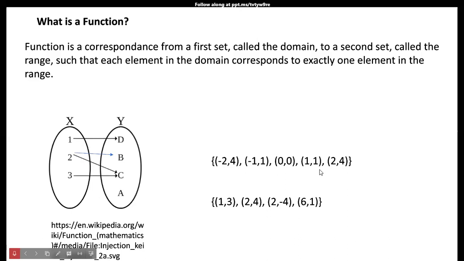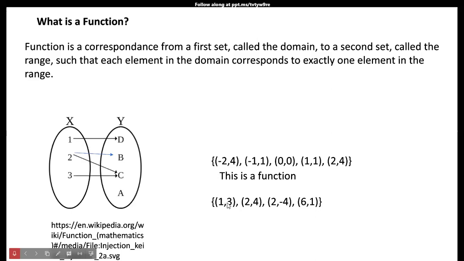Now, you'll notice here that -1 is mapped to 1, and 1 is mapped to 1. So two x values can map to one y value, and this is still a function. It's only a problem when we have two values of y mapped to one value of x.